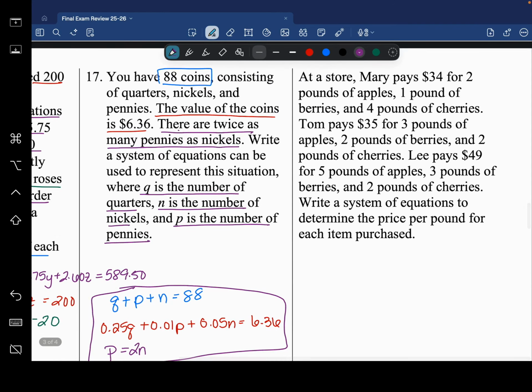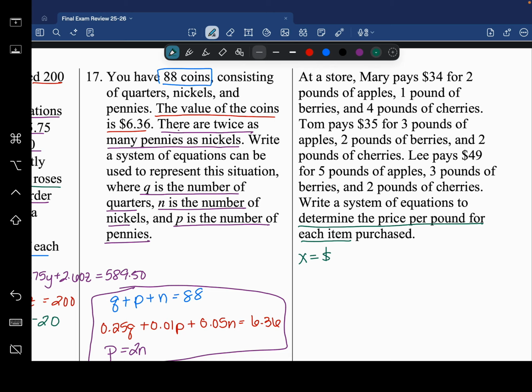The last one is what I would consider more of a straightforward type problem. At a store, Mary pays $34 for 2 pounds of apples, 1 pound of berries, and 4 pounds of cherries. Tom pays $35 for 3 pounds of apples, 2 pounds of berries, and 2 pounds of cherries. Lee pays $49 for 5 pounds of apples, 3 pounds of berries, and 2 pounds of cherries. Write a system of equations to determine the price per pound for each item purchased. So let's see, determine the price per pound for each item. Let's just do X would be the value.